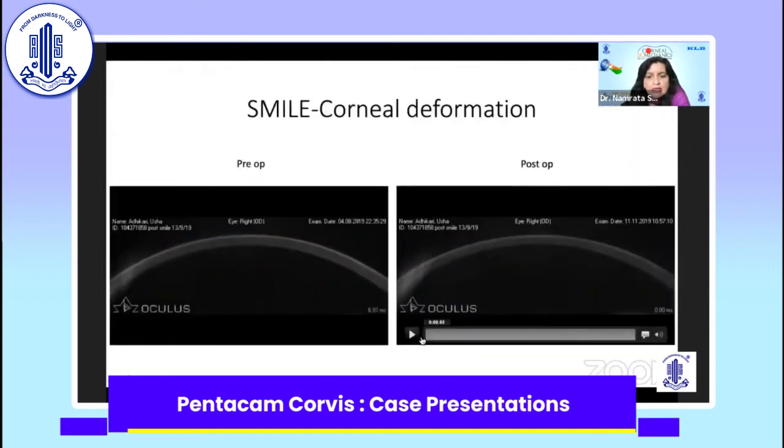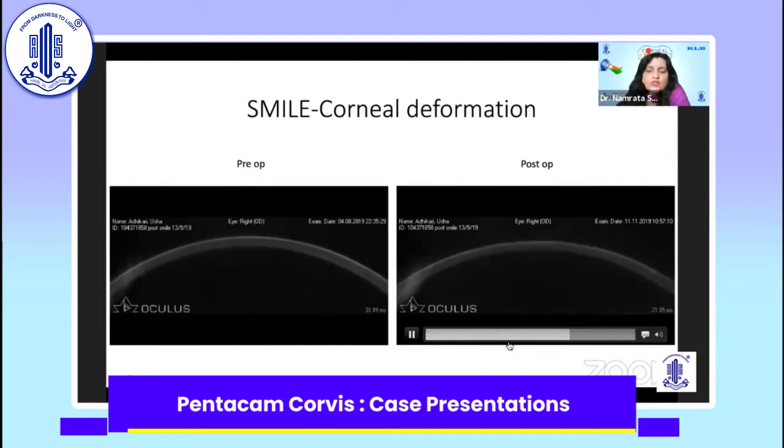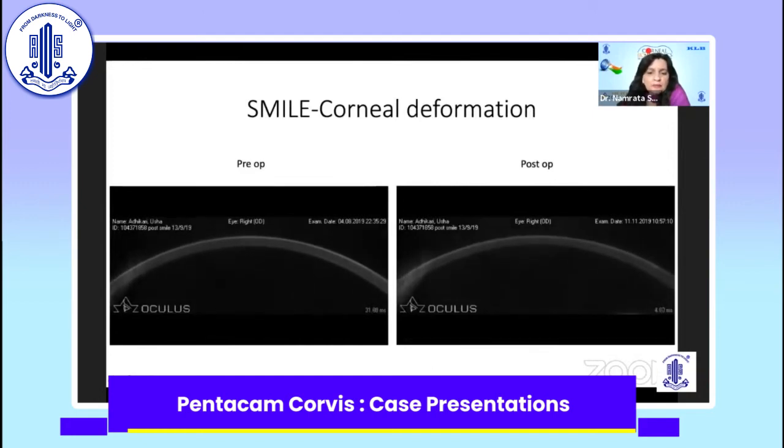And if you look at the video images again, the response of the surgery is not that perceptible, because if you compare it with LASIK, then of course it is much better in terms of the corneal biomechanics.